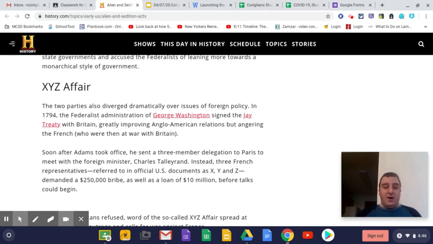But this paragraph right here really lays out in the simplest form what the historical circumstances were that led to the XYZ Affair. So it's the signing of the Jay Treaty with the British that's going to improve American and British relations, the relationship that England and the United States have, and is going to anger the French. That is the simplest way you can talk about it.